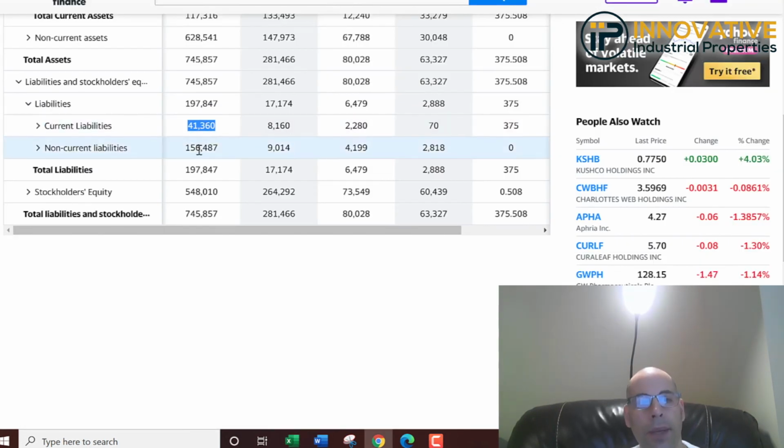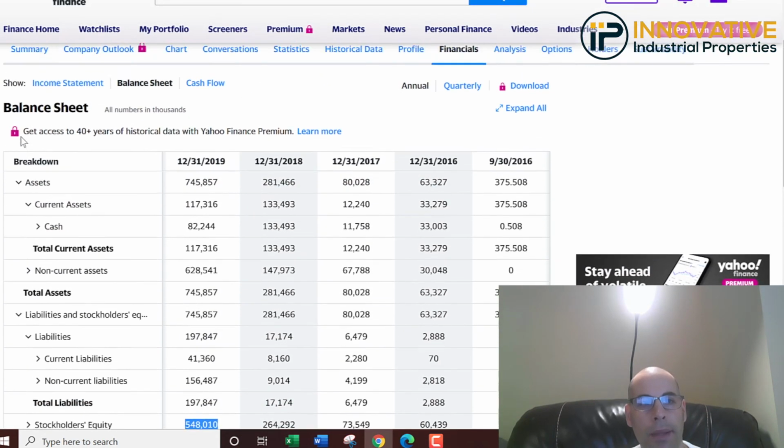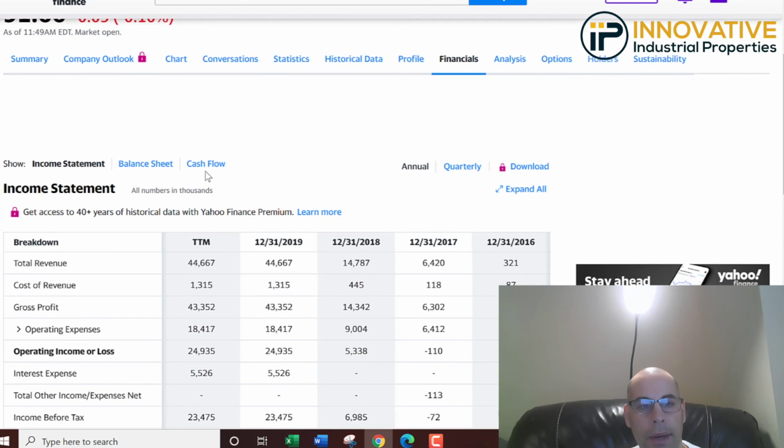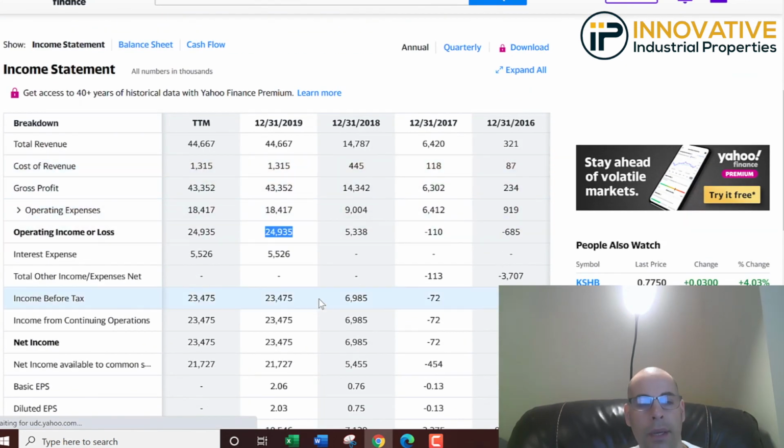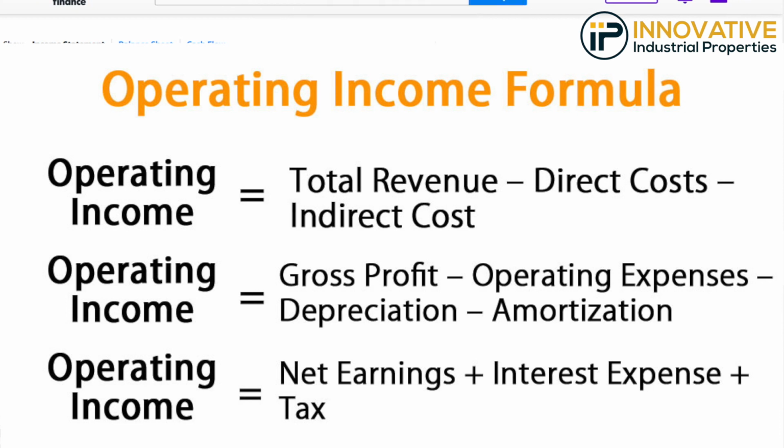And now we need their equity, and that's total assets minus total liabilities. That's $548 million. Let's go back to the income statement and get their EBIT, earnings before interest and taxes. On the income statement, that's called operating income, and that's $25 million.